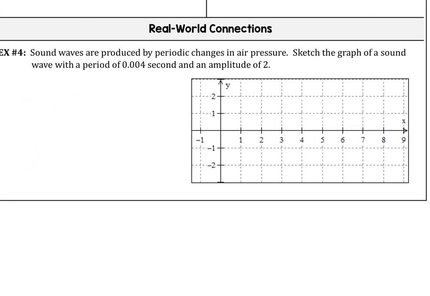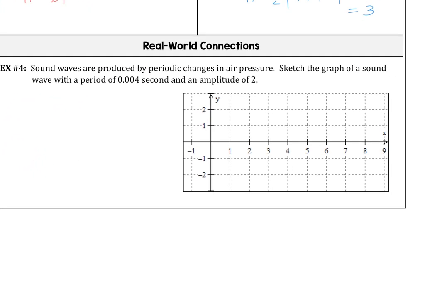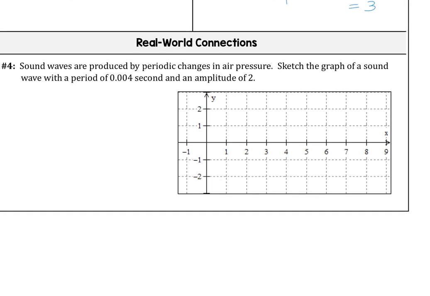So let's look at a real world problem down below. What it tells you is, we're talking about sound waves here, produced by periodic changes in air pressure. And so we want to sketch the graph of a sound wave with a period of 4. So remember what period means. That means the time on the x-axis that it takes for us to get back to the original y value, wherever we choose to start that. And an amplitude of 2. So remember, because the amplitude is 2, the whole gap between our functions should actually be 4, if we think about it that way.